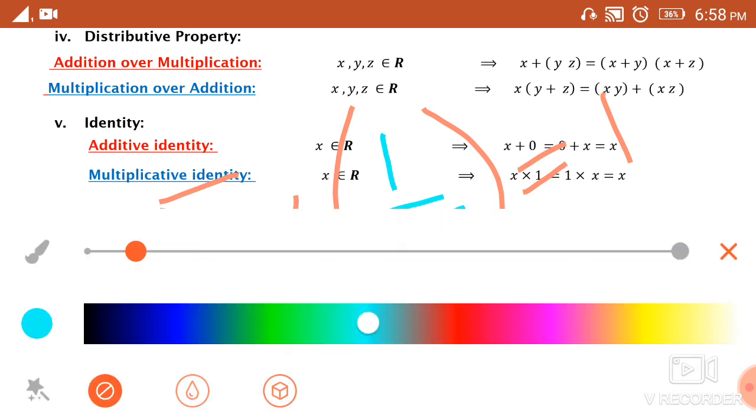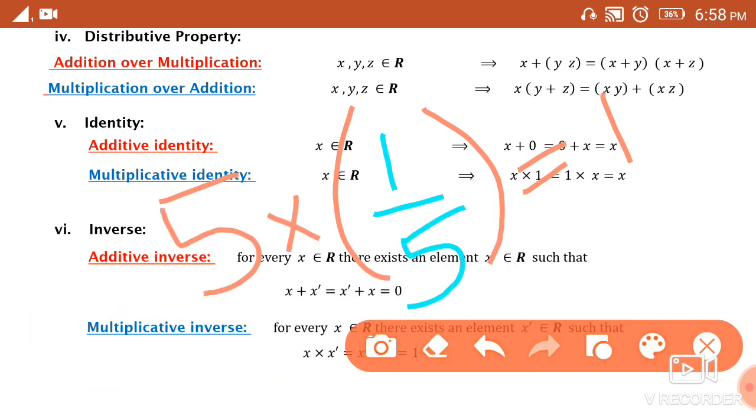Here we can see that when we multiply 5 with 1 upon 5, we will get 1 in the answer. This 5 and this 5 will be cancelled out and we will get 1 in the answer. It means to find the multiplicative inverse of any number, you just have to reciprocal it.